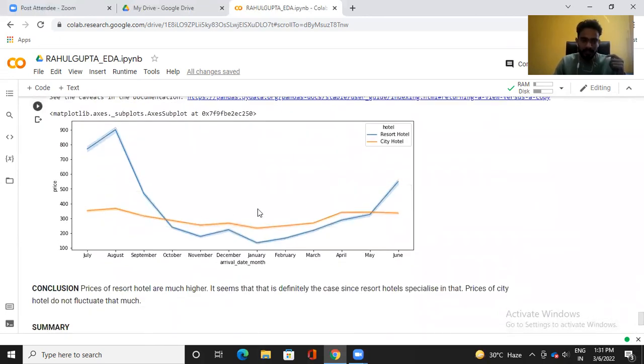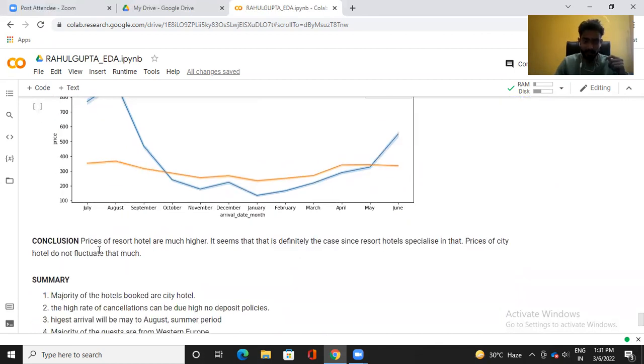The next thing is the conclusion of the price chart, at which month the price is highest. We found that in August there will be a higher number of people coming, then demand will increase, and then definitely the price will also increase. So in August the highest price is there, and our conclusion is that the price of the resort hotel is much higher. That is definitely the case if the resort hotel is specialized in that. The price of the city hotel does not fluctuate that much.